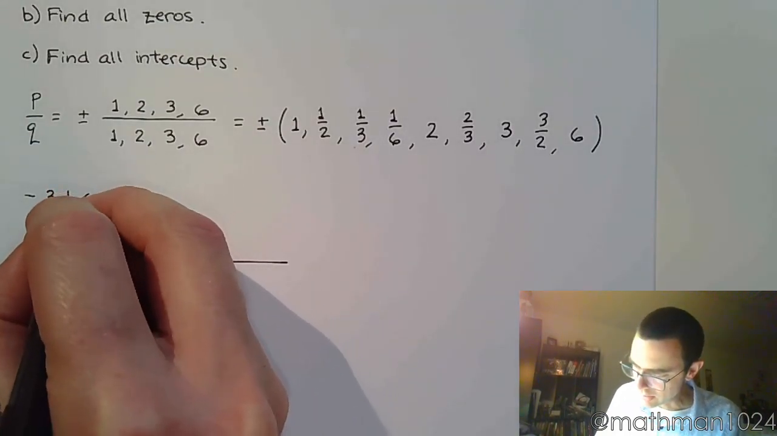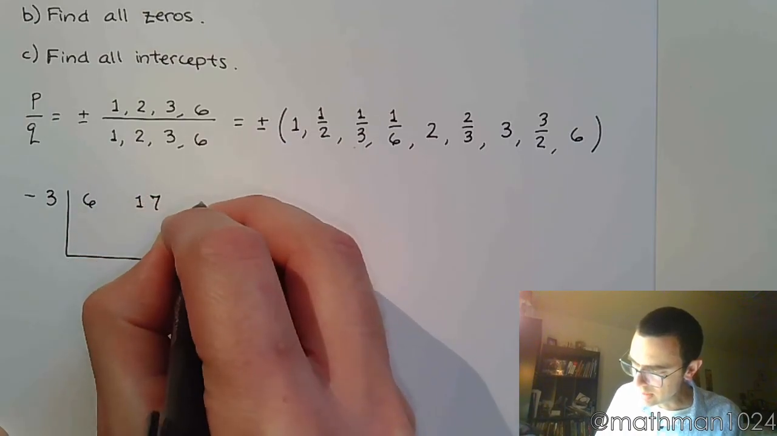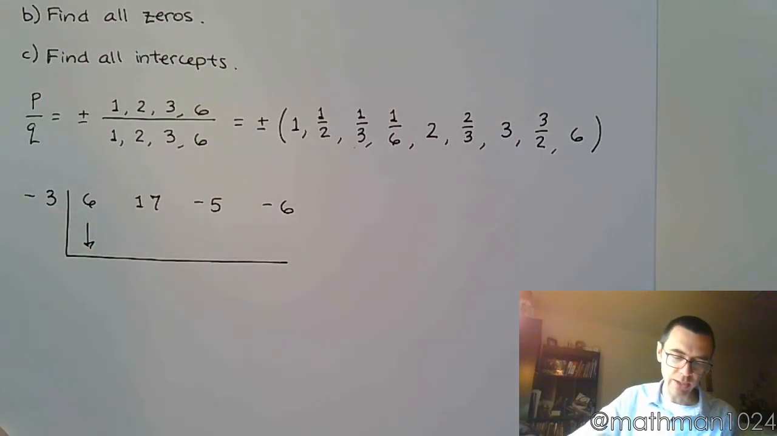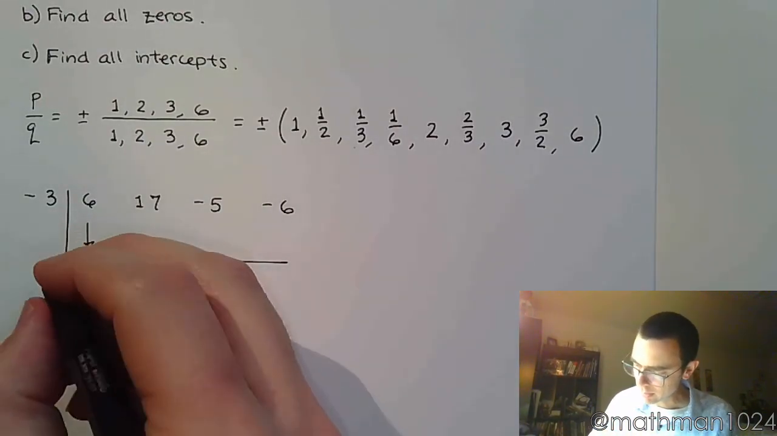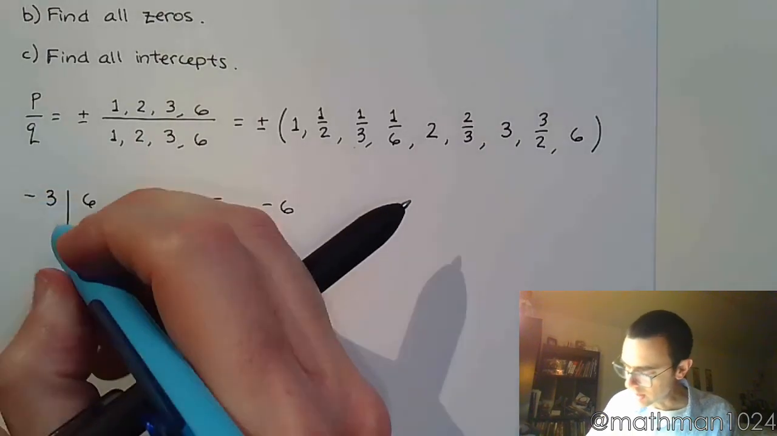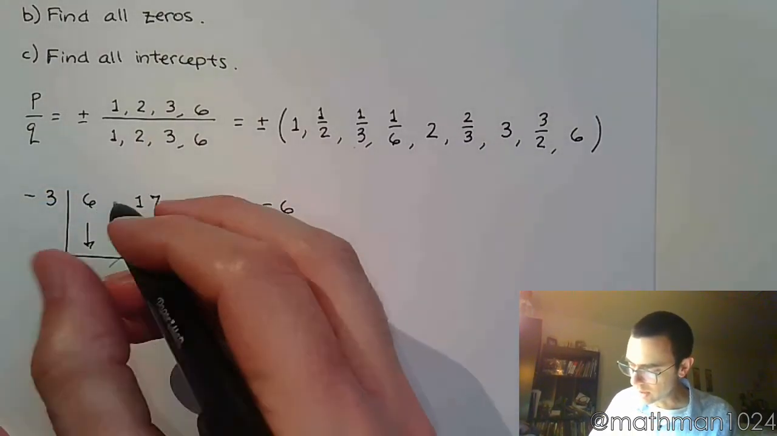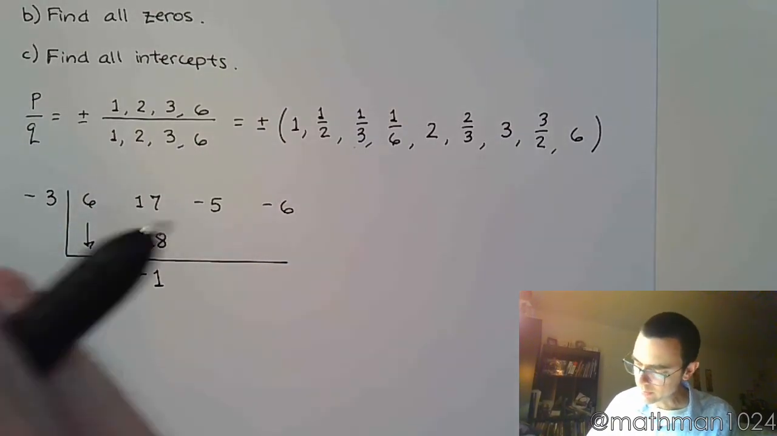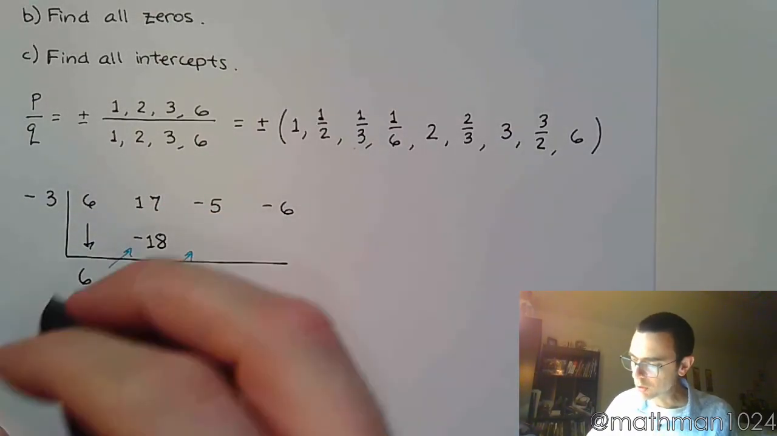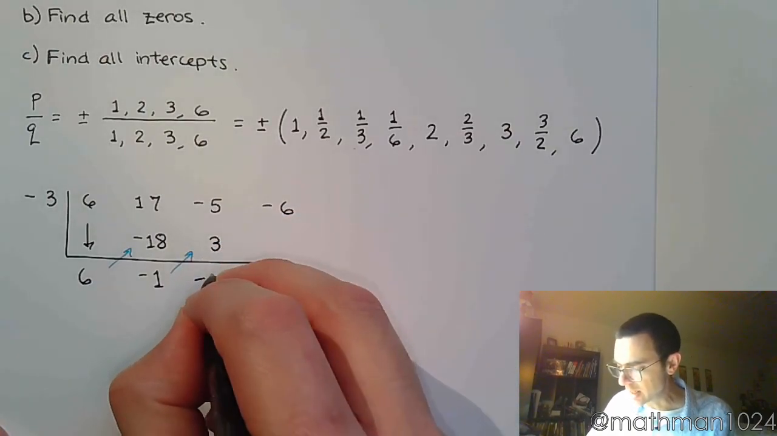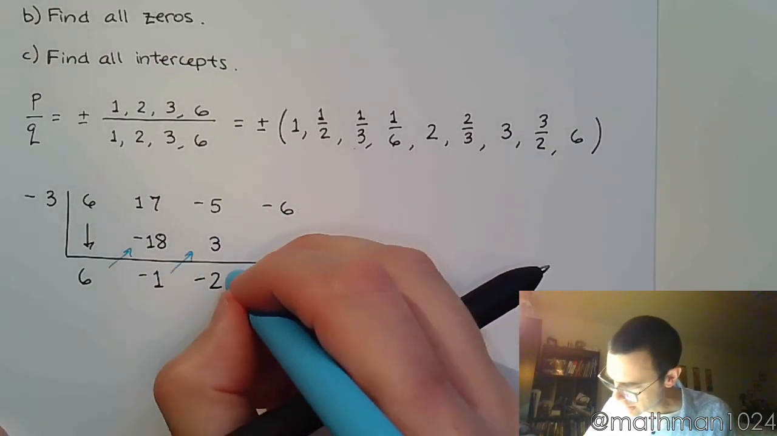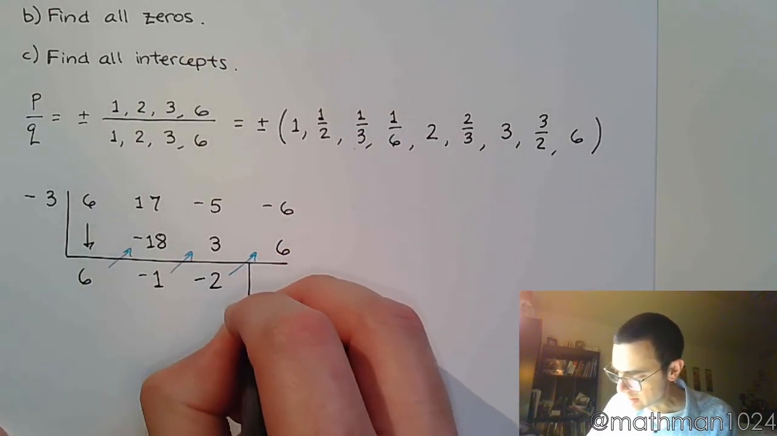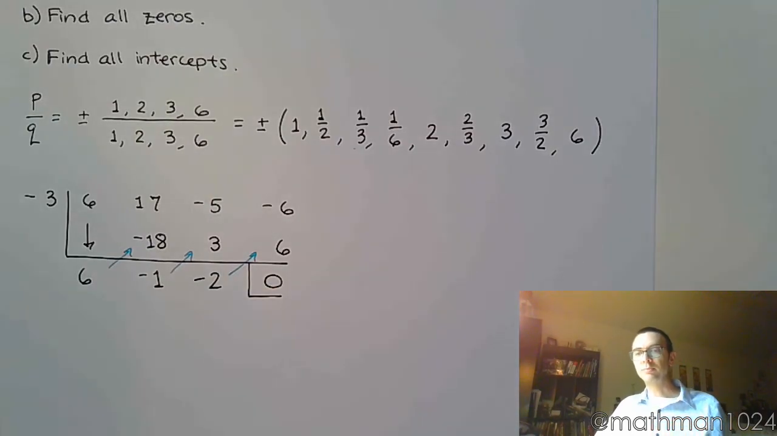All right, so we have the 6, 17, negative 5, and negative 6. I'm just going to write this here so it's nice and neat for us all. So that's 6 times negative 3, which we said was negative 18. Combine to give me negative 1. Multiply by 3. Add to get negative 2. Multiply times negative 3 to get positive 6. And there is your remainder of 0. All right.